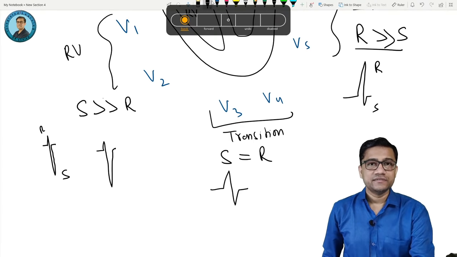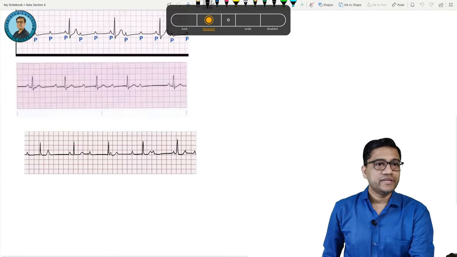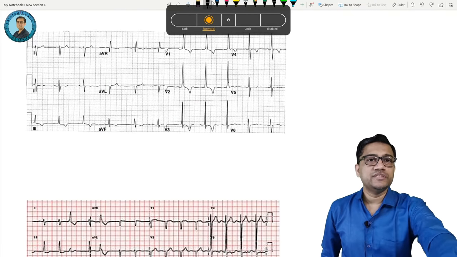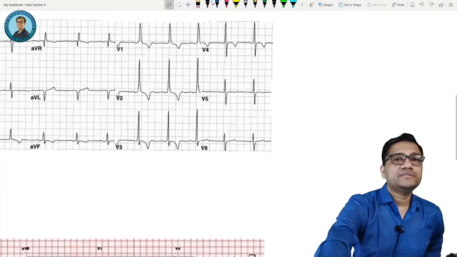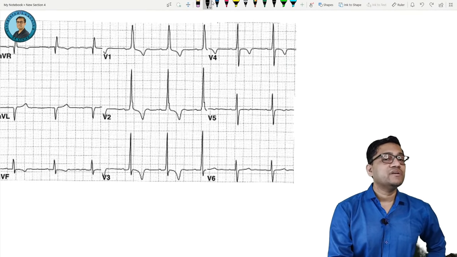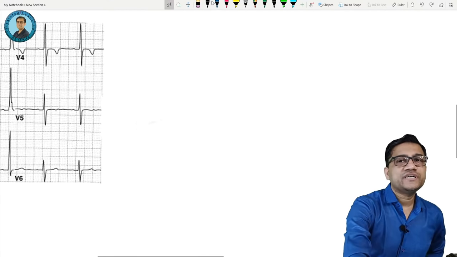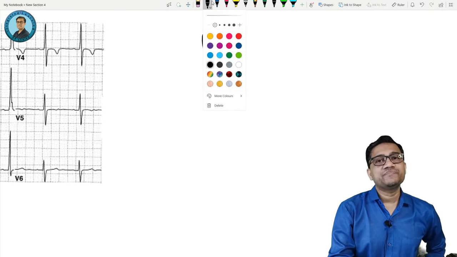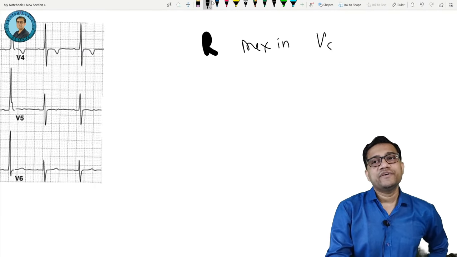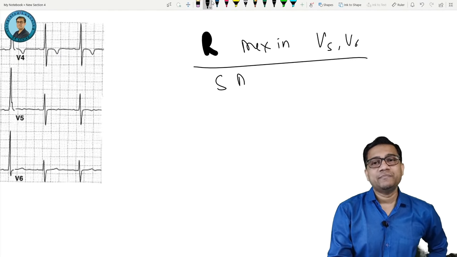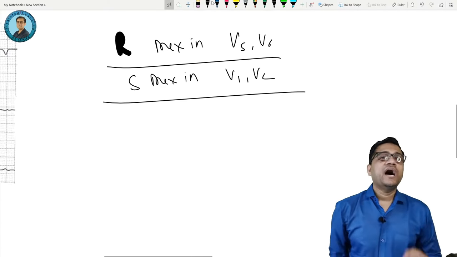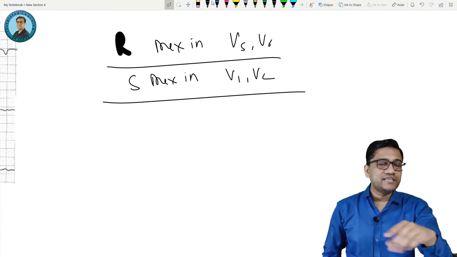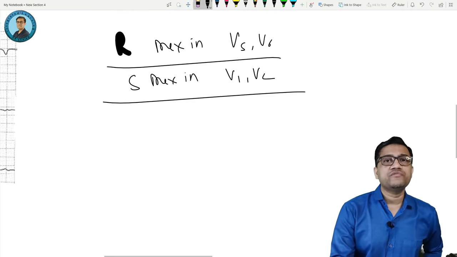So have a look at this. We will take some normal ECG and show this. Can you see this? Okay, now see something. Here the R is bigger in V1. That is something which is not normal. Why? Because we have just learned that R is max in V5, V6, and S is max in V1, V2. So if there is any problem, you will see a change. Once again, R is max in which leads? V5, V6. S is max in V1 and V2. Are you clear now?